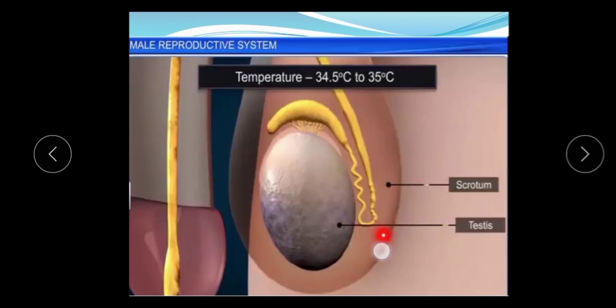The human body temperature is 37 degrees Celsius. But for the formation of sperms inside the testis, it requires approximately 34 to 35 degrees Celsius. Because of that, the testes are situated outside the abdominal cavity within a pouch called the scrotum.